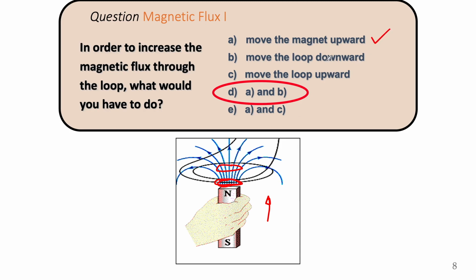So this is correct. Move the loop downward, that's going to be the same thing. If you hold the bar magnet and move the loop down, then it's basically the same effect. Okay. If you move the loop upward, well, the loop would come here, but if you look at the field lines, they are less dense. So the magnetic field strength here is less. So the flux would go down, so this is not correct. So the correct answer is A and B.